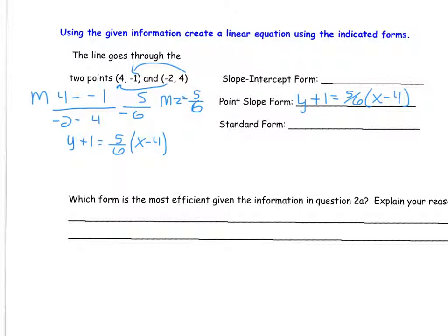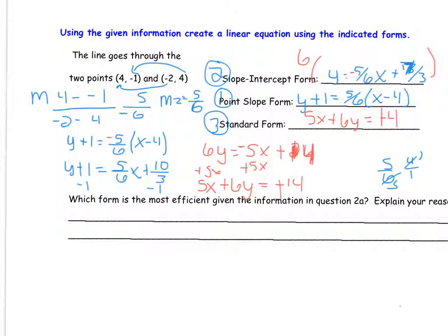I would like you to pause and see if you can do the other 2 forms by yourself. So you've seen a couple of examples. I would like you to see if you can get it in slope-intercept form. Remember, I usually do, when I start with point slope form, I then take it to slope-intercept form and then standard form. See if you can do that and then come back and check your work.